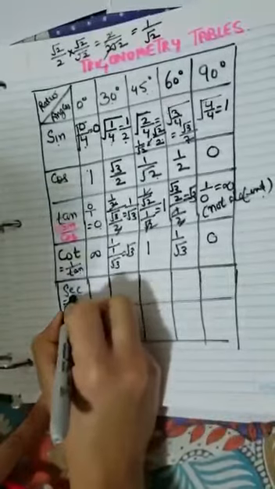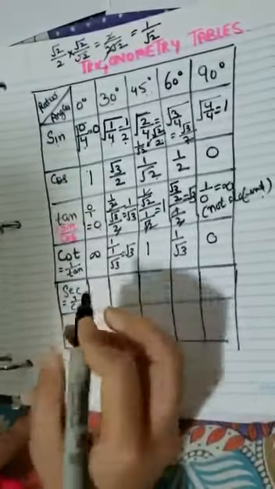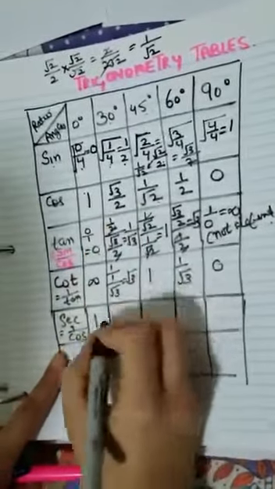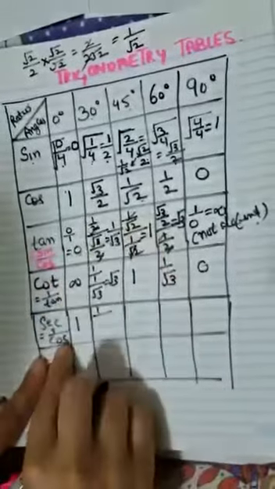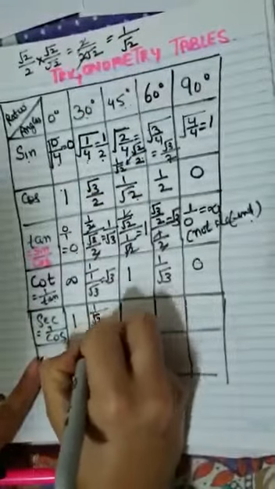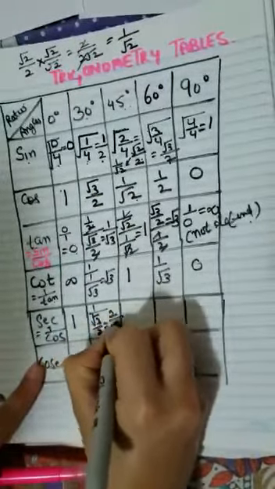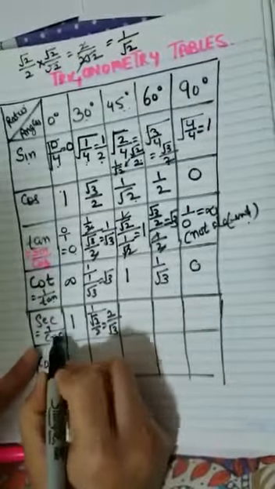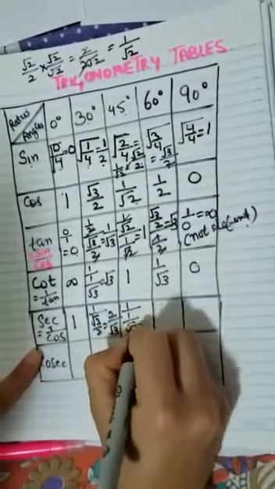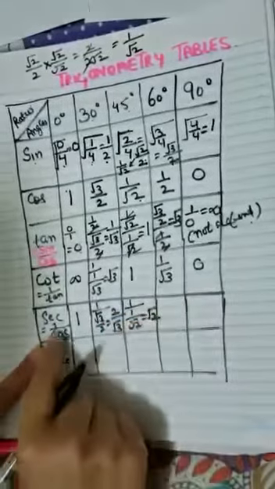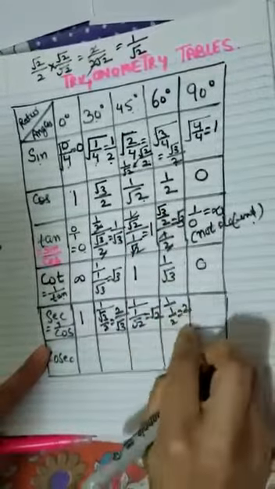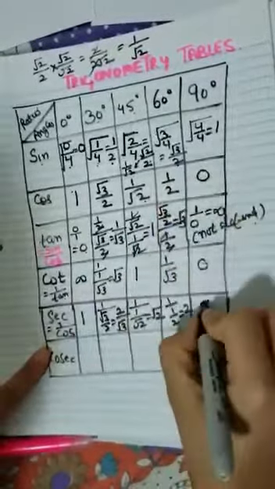Secant theta is equal to 1 over cos. 1 over cos 0 degree, 1 over 1, is 1. For 30 degree, cos 30 degree is under root 3 by 2, so 1 over cos is 2 by under root 3. For 45 degree, 1 over 1 by under root 2 is under root 2. For 60 degree, 1 over 1 by 2 is equal to 2. For 90 degree, 1 over 0 is infinity.